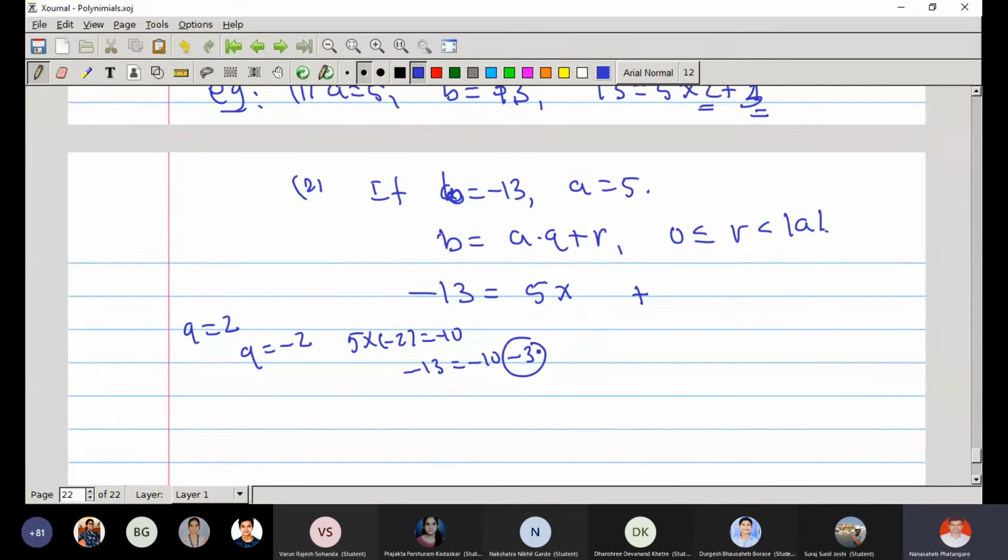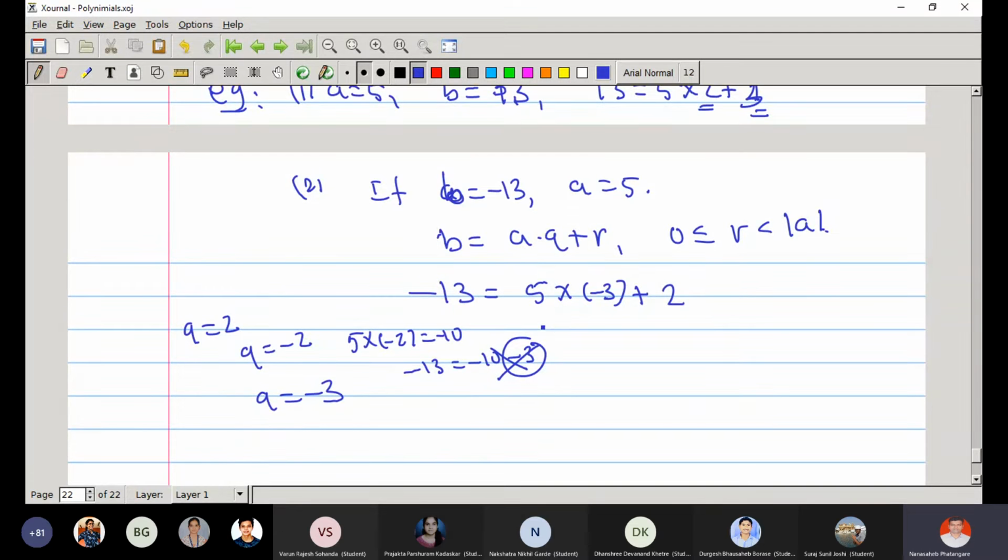So clearly quotient can be negative. So Q is equal to minus 3 and the remainder is 2, and the remainder satisfies this condition. It is strictly less than the absolute value of 5, which is 5.